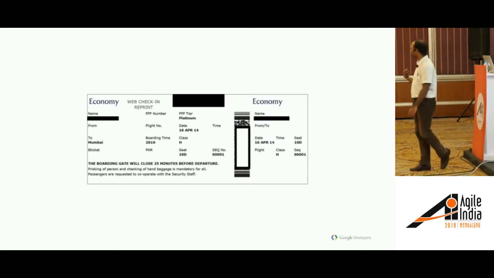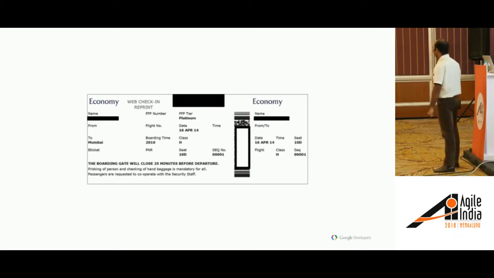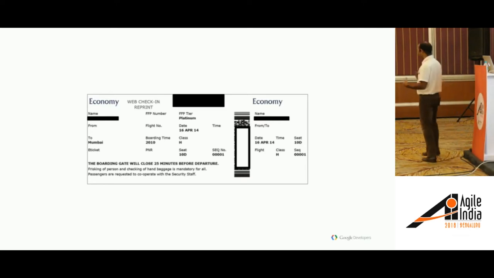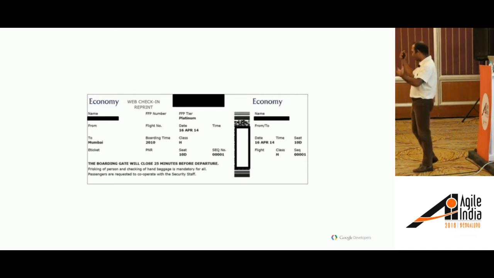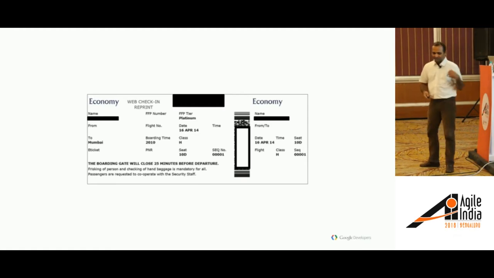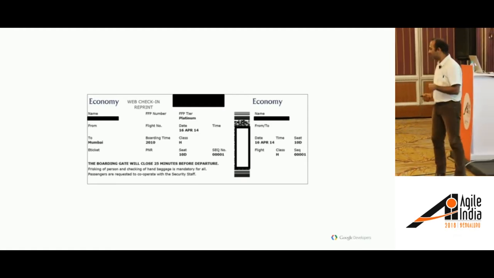Another interesting example here. I'm sure all of you have taken a flight and have a boarding pass. If you look at this particular boarding pass, all the information is at the same level. Correct? There's no clarity of what is more important and what is not. And if you're trying to find information, your brain gets confused. Like, what should I process here? So in very simple terms, UX is something which makes things really, really obvious.